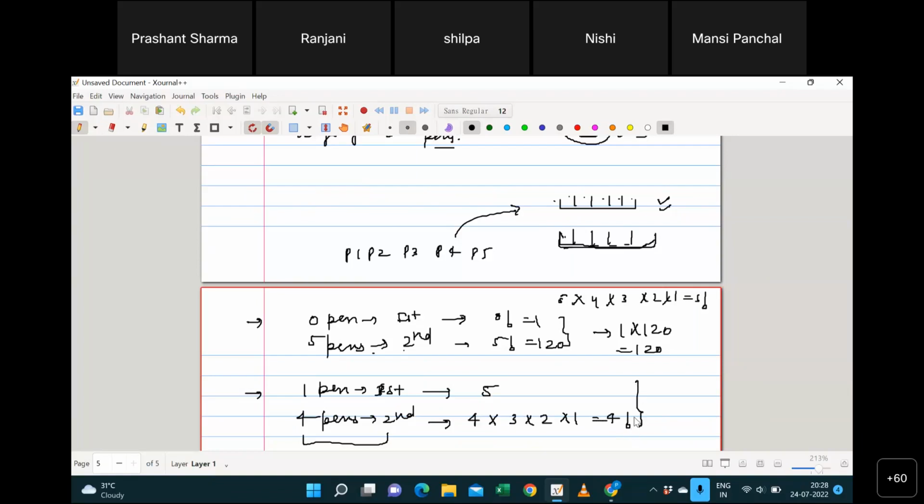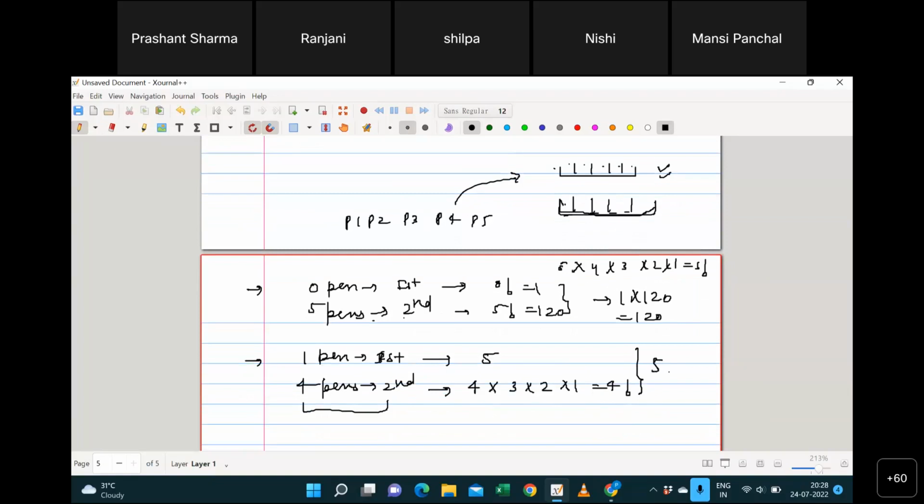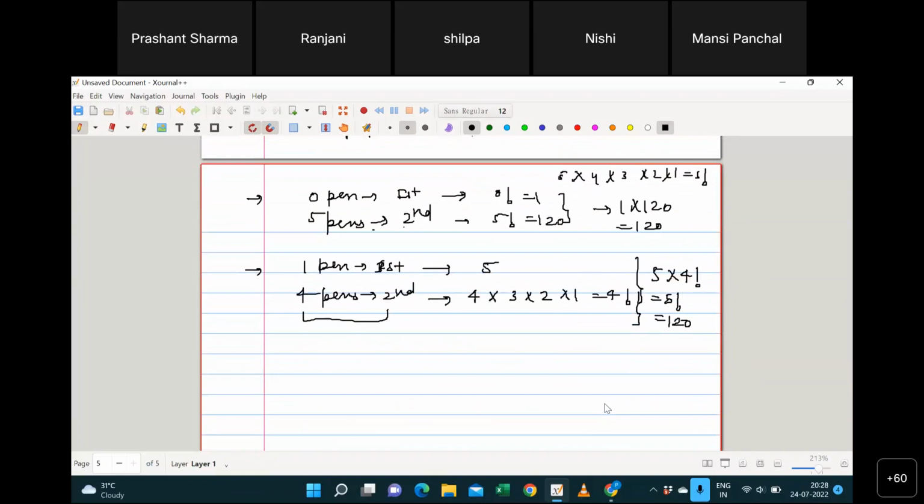Since we have to consider both cases, it will be 5 into 4 factorial, which is nothing but again 5 factorial, which is 120. So you get 5C1 into 1 factorial, right? Yes, you choose 5 and 1 factorial. You are right. Since we are still in the permutation concepts, I'm just taking counting. That's okay.